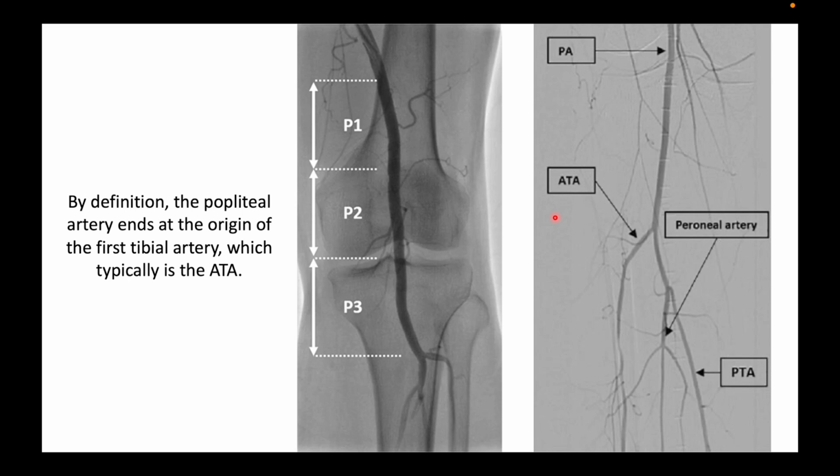Now, by definition, the popliteal artery ends at the origin of the first tibial artery, which typically is the anterior tibial artery here. So we divide it into three segments for the popliteal, the P1, the P2 and the P3 segment, and corresponding to that we have the anterior tibial artery, we have the peroneal, and then this is the tibioperoneal trunk, which divides into peroneal artery and the posterior tibial artery.